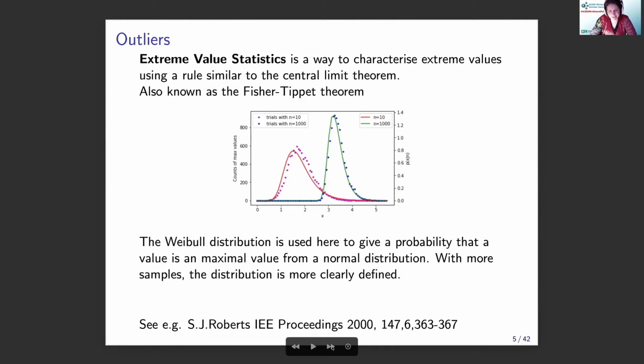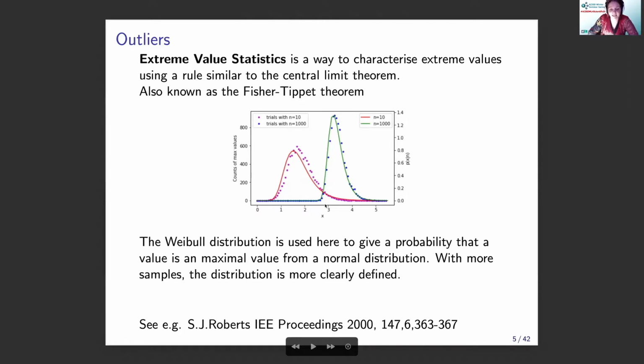Now, it isn't a Gaussian distribution in this case. In fact, there are 3 possible distributions that it can be fitted to. Here it's the Weibull distribution, which has been used to give a probability that a value is a maximum value from a normal distribution. So in this case, the distribution starts at 0 and has a standard deviation of 1.